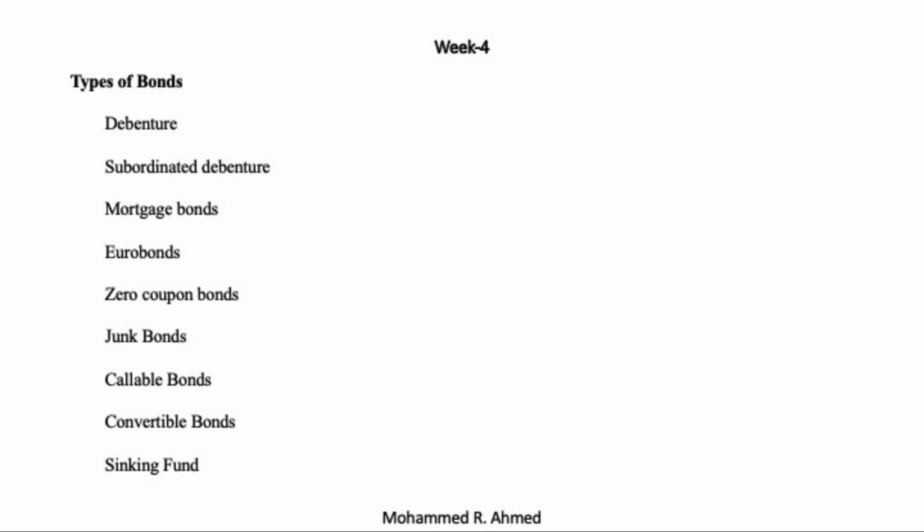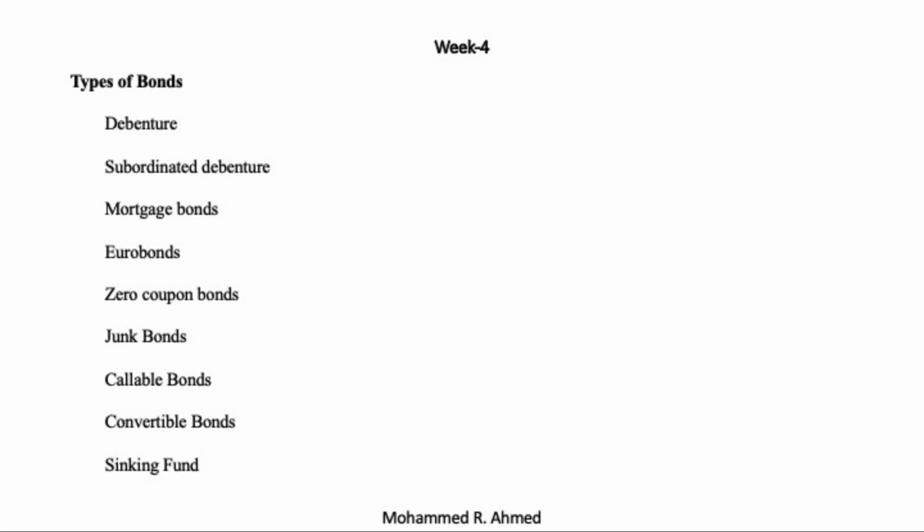Zero coupon bonds do not have a coupon, meaning the company does not pay interest on the bonds. They sell bonds at a discount. Most of the time, investors buy zero coupon bonds because they end up getting a higher rate than the coupon rate. Junk bonds are high-risk bonds, and the issuer has to pay a high premium because of the risk involved in the bond.